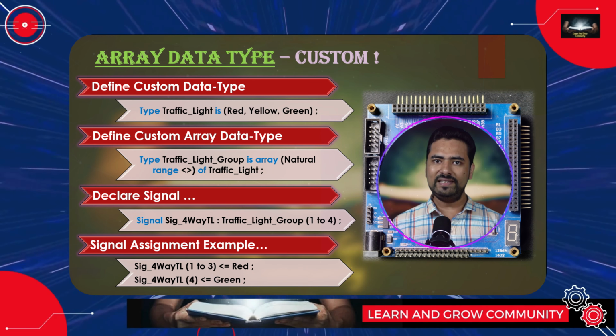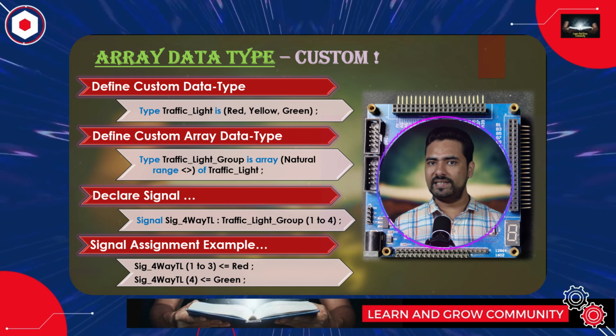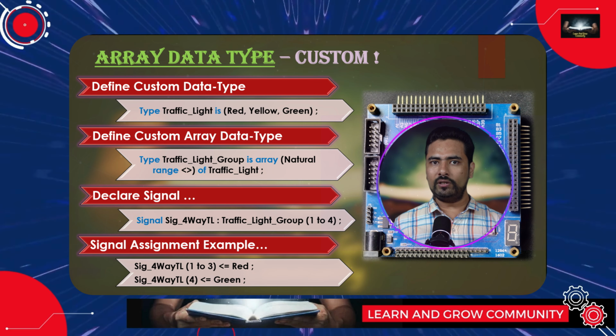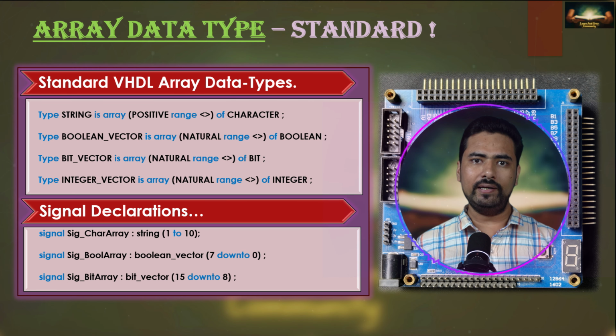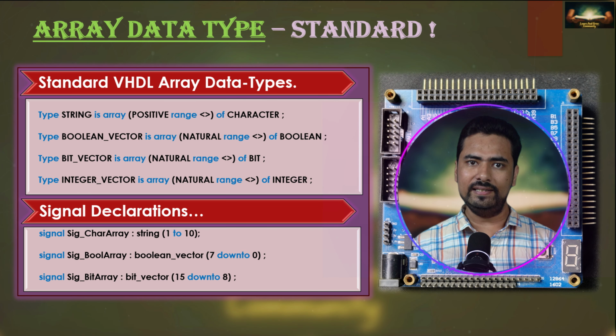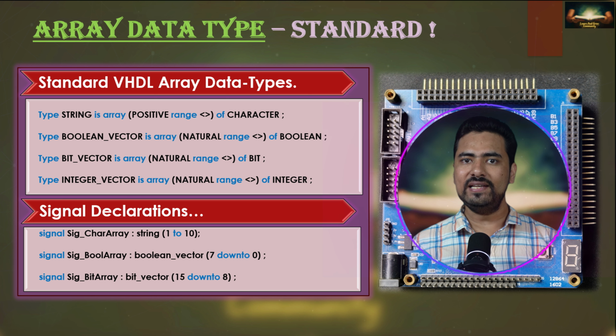Hi, in the previous sessions, we learned about a lot of standard VHDL data types. We talked about custom data types, which you can create specifically for your project needs. We talked about array data types, etc. Now, in this session, we will brief everything so that you can recall and summarize the learnings.